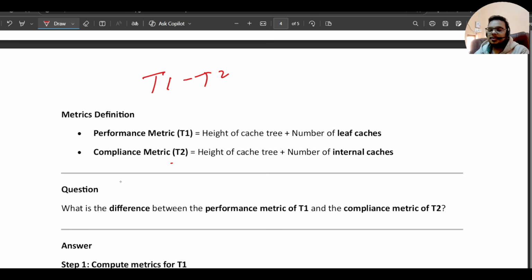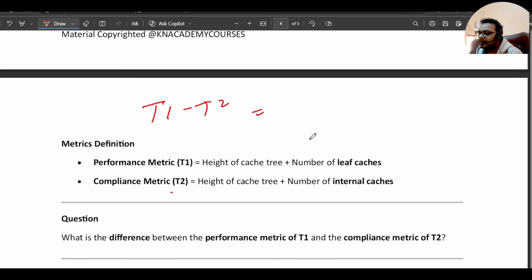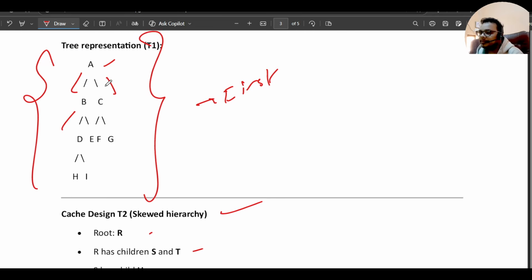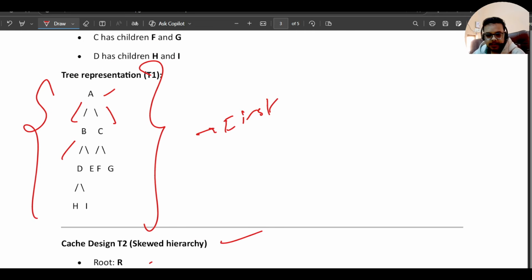So first we need to compute T1. T1 is the height of the cache tree plus the number of leaf caches. What is the height of this tree? We look at the longest path. From A to B, B to D, and D to H, the height is 4.